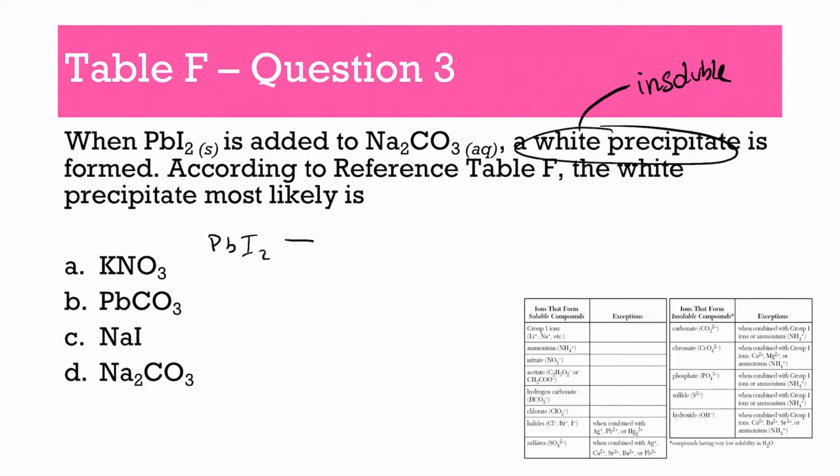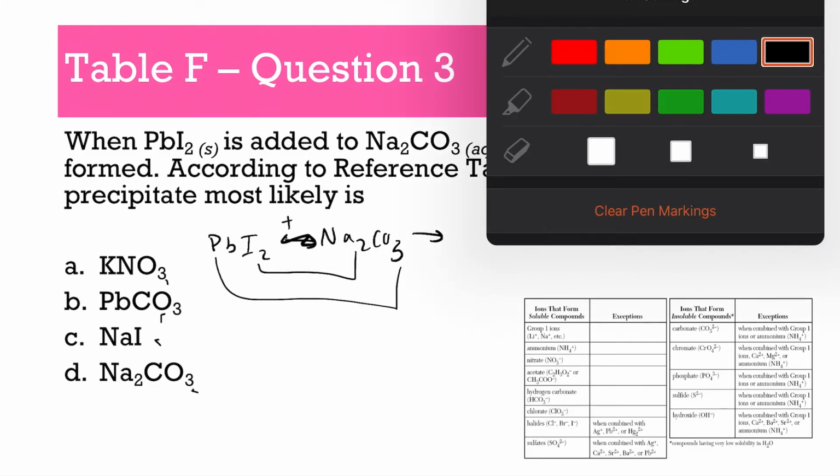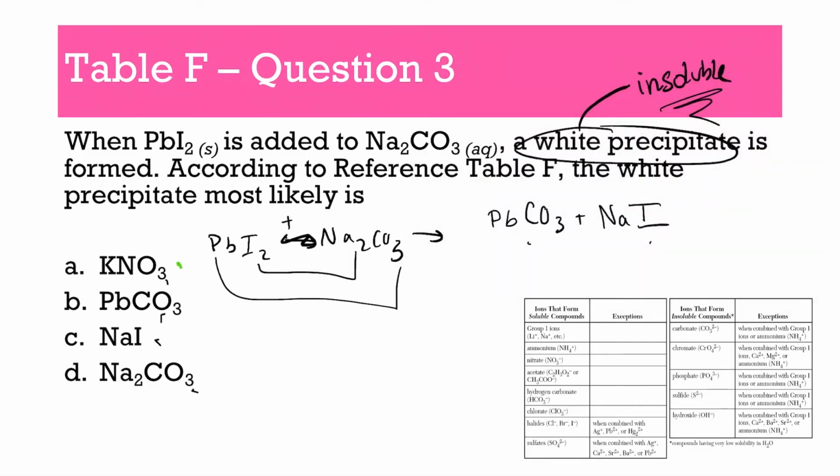Now you totally could write out the chemical equation and get your products, PbCO3 plus NaI. But if you don't know how to break apart reactions yet, that's okay. It doesn't really help. Basically, that's where these answer choices come from. But we're looking for something that is insoluble. So our question really is, forgetting everything else, which one of these is insoluble?